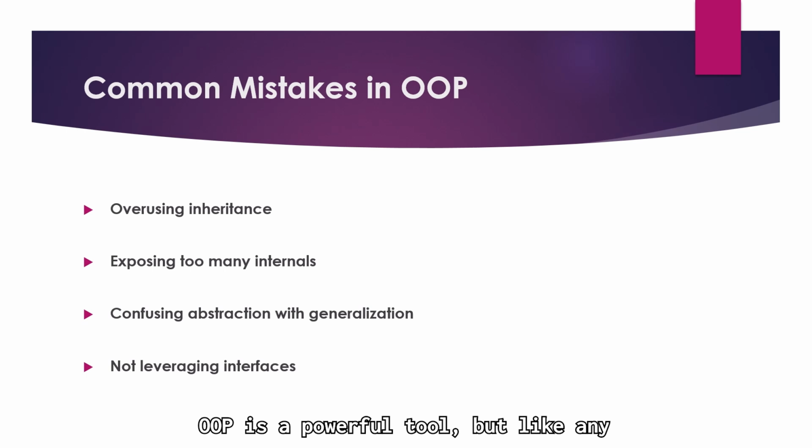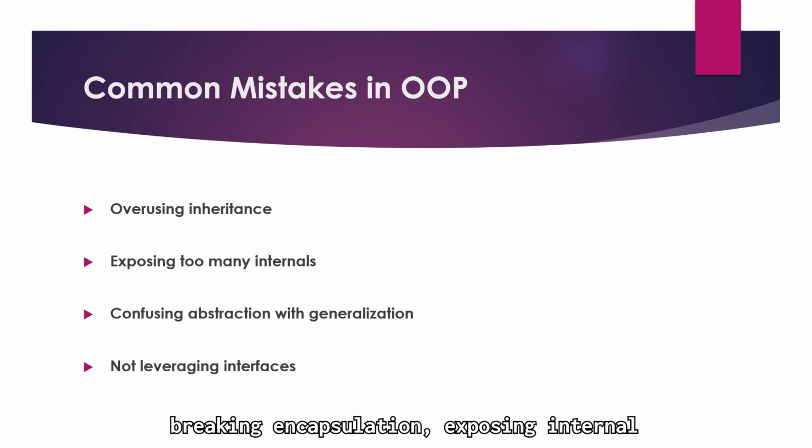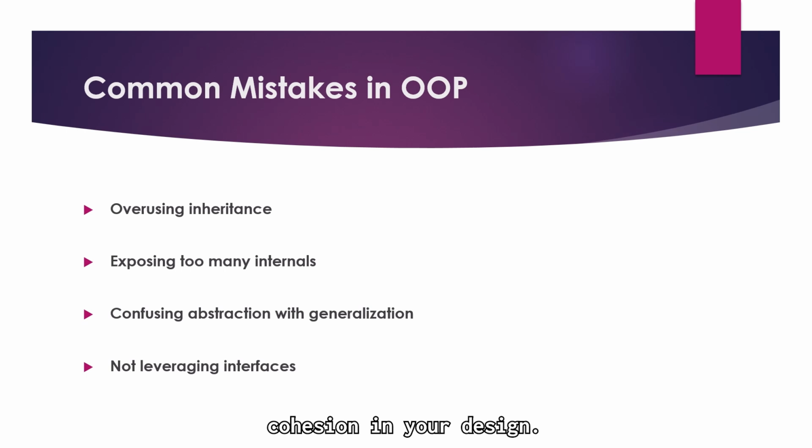OOP is a powerful tool, but like any tool, it can be misused. One common mistake is overusing inheritance, creating deep and brittle hierarchies that are hard to maintain. Another is breaking encapsulation, exposing internal fields or allowing external classes to manipulate object state freely. Developers also often confuse abstraction with generalization, leading to ambiguous designs. And sometimes interfaces are introduced without clear contracts. Always aim for clarity, minimalism, and cohesion in your design.